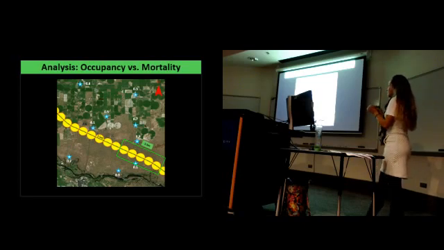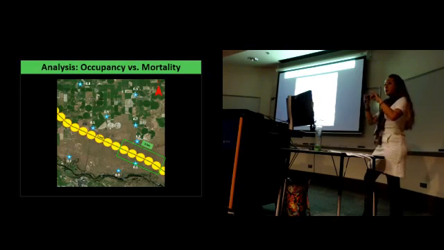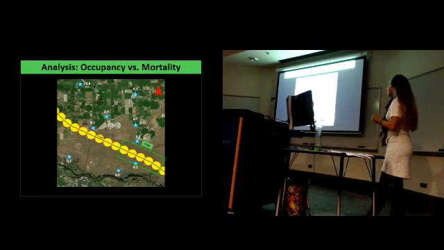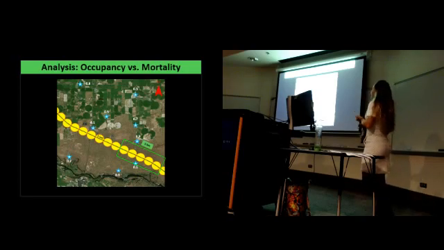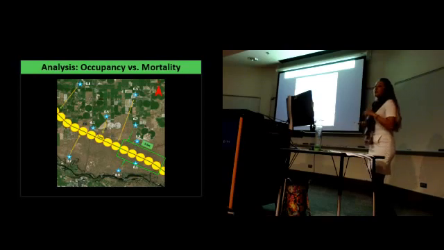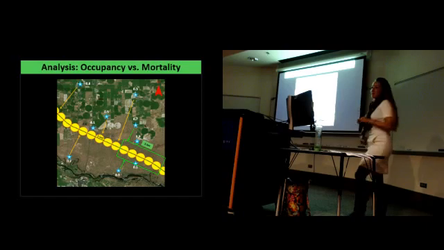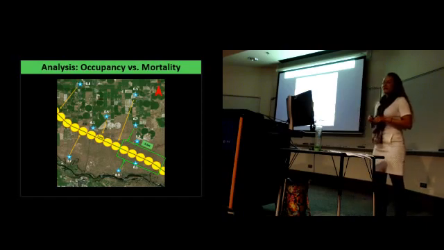That mortality was then subset by season. So I broke it out by early and post-breeding season so I could compare it with my early and post-breeding season models. Oh, I'm forgetting a step. I paired each location with its nearest 1 kilometer and its nearest 5 kilometer interstate segment. And then I examined the relationship between the two using a logistic regression analysis.